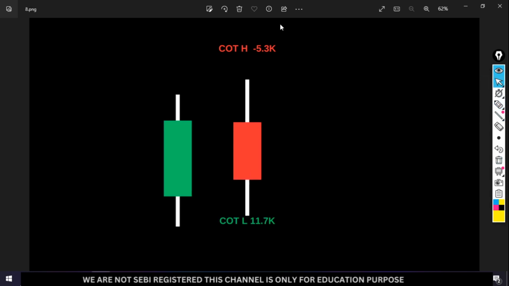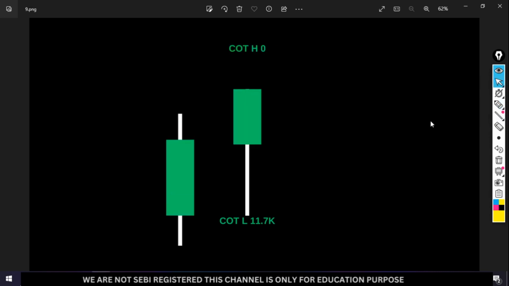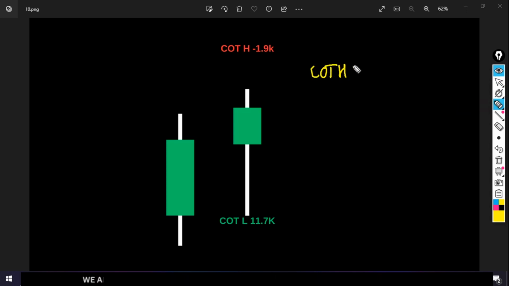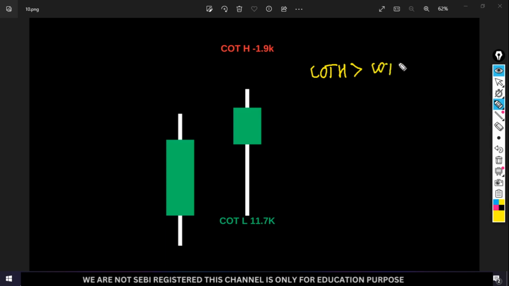So what does this mean, and how do we use the COT high and low concept to understand what is really happening here, right? One of the concepts is this: when the COT high value is greater than the COT low, I was talking about after the candle completion, okay? When the COT high value is greater than the COT low, what does it mean? That we have more sellers in this candle, which may represent the reversal of the candle or the downtrend rally of the candle, right?